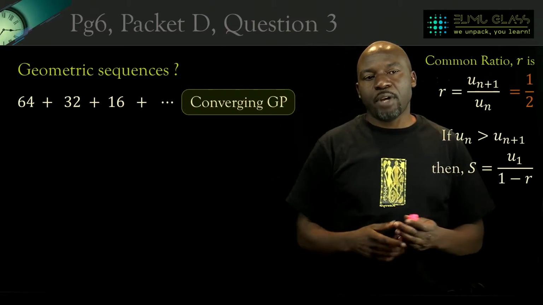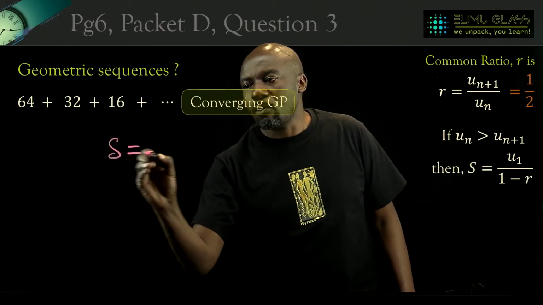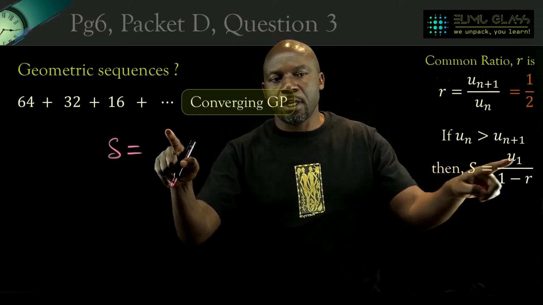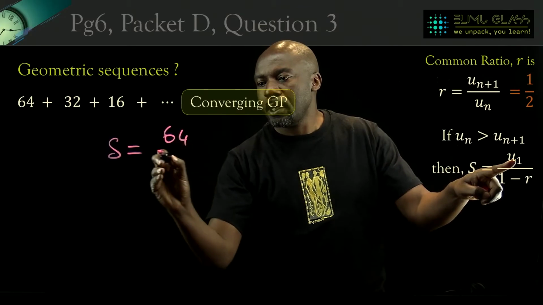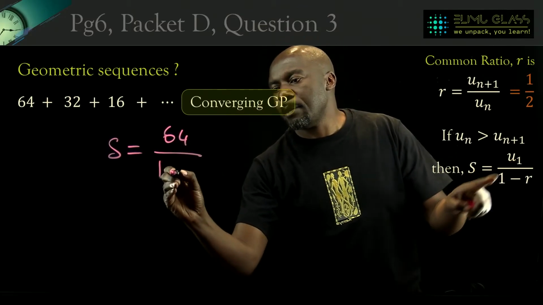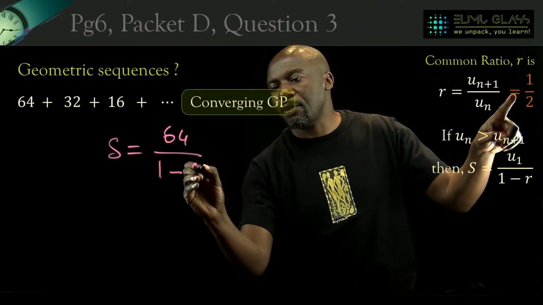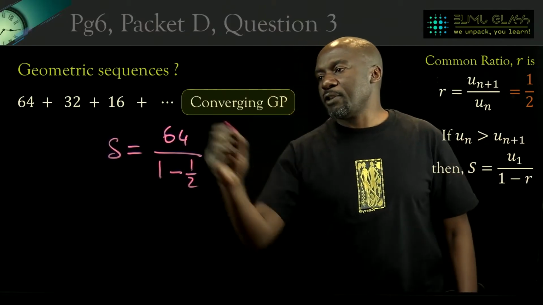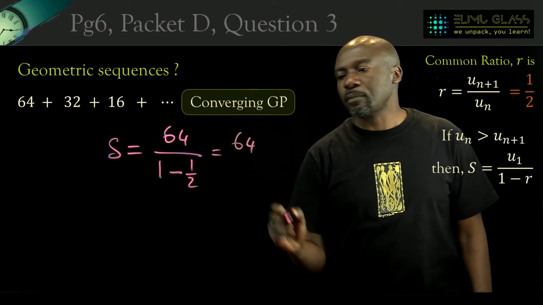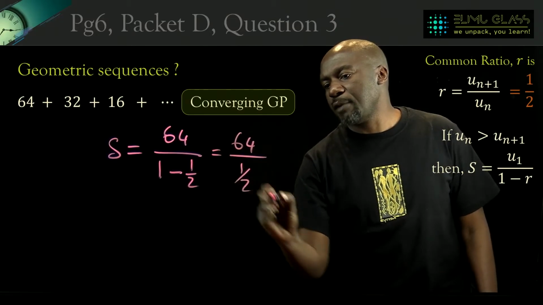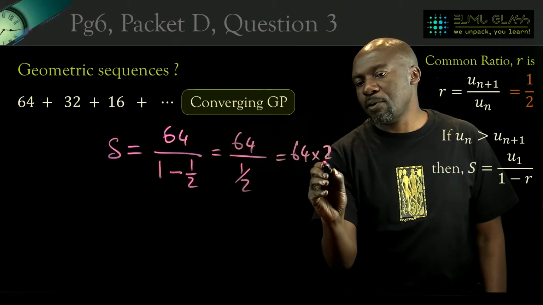If we added them all the way to infinity, the sum would be S equals our first term, 64, divided by 1 minus our common ratio, and our common ratio there you can see is a half. We found it, that is a half. All right, you can see we have a complex fraction. So this is 64 divided by 1/2, which is in fact 64 times 2 over 1.